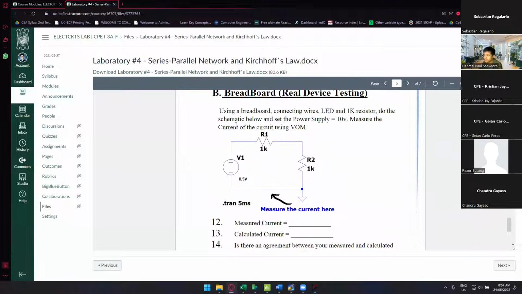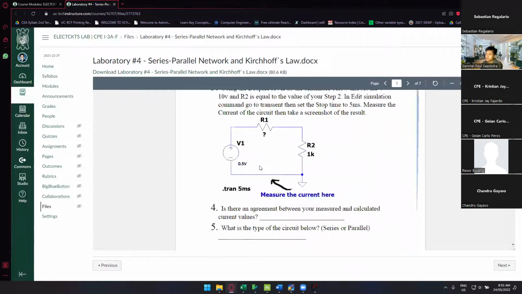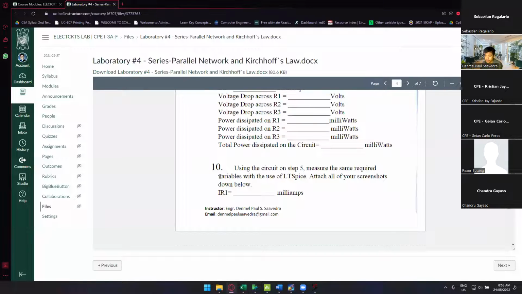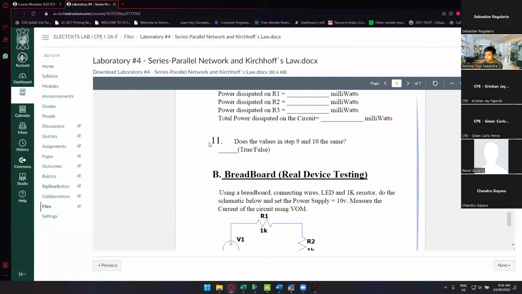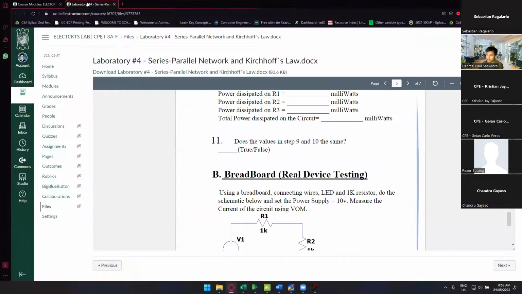For this one, you guys just need to finalize your answers once we meet again next week for the letter B. So for now, you can do letter A, 1 to 10. Not 1 to 10, 1 to 11. Just submit your answer here on this side, lab number 4. This one is pure simulation. For the actual, I'll just get your papers next week for lab number 4.